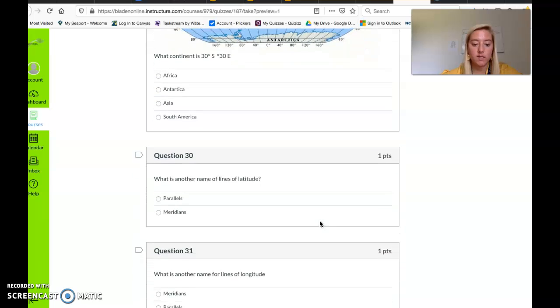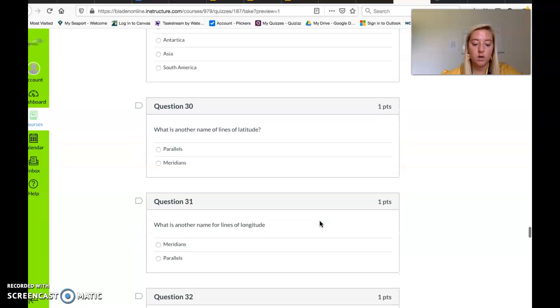Question 30. What is another name for lines of latitude? Are they parallels, or are they meridians? Question 31. What is another name for lines of longitude? Are they meridians, or are they parallels?